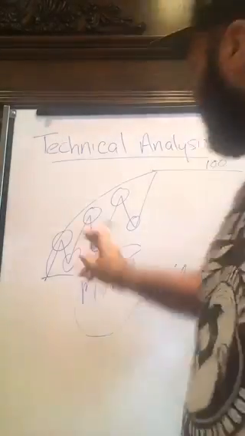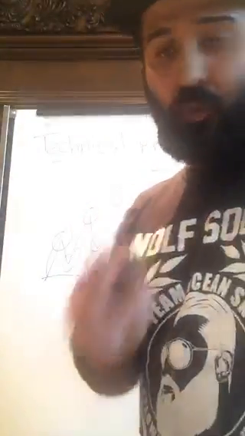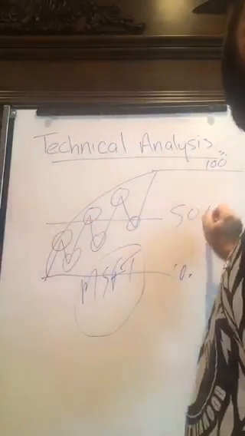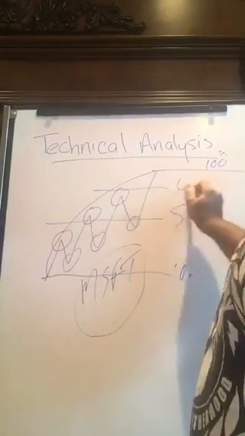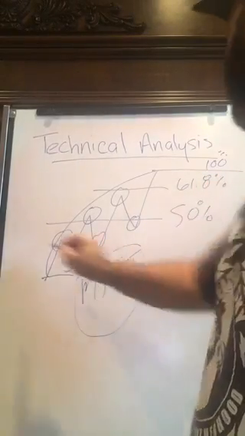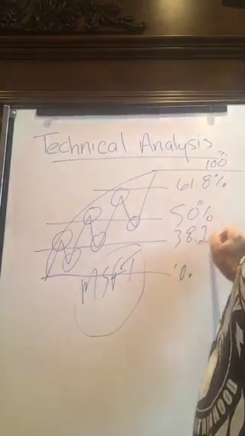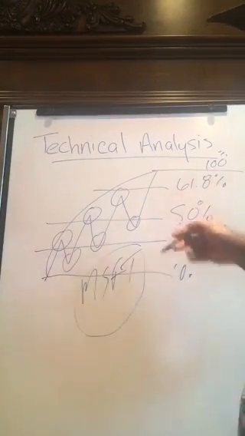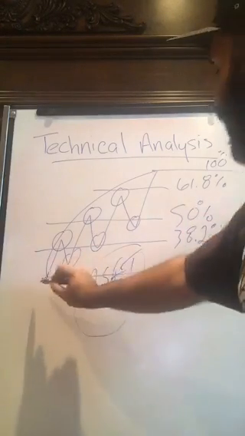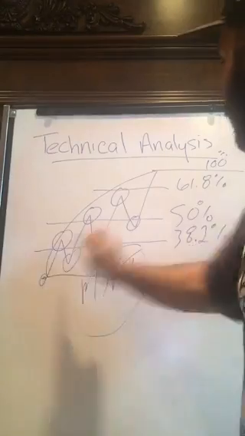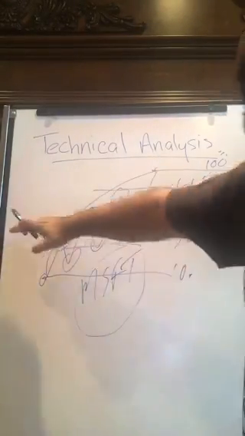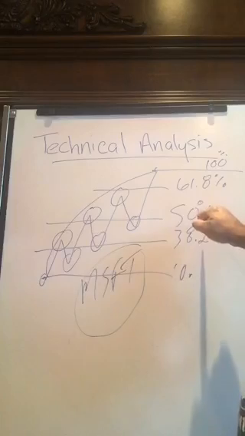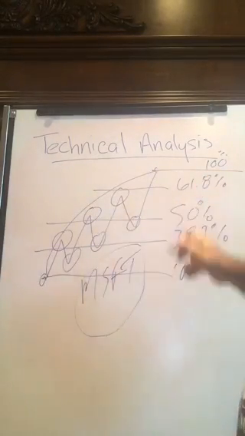Okay? And in between that, the most important ones that I like to look at are the 50% retracement, 61.8% retracement, and 38.2% retracement. Now, these figures on the right basically signify the entire move. This entire move from here to here is 100%. Half of it is 50%. 61.8% of it is here. Now, these figures essentially define support and resistance levels.